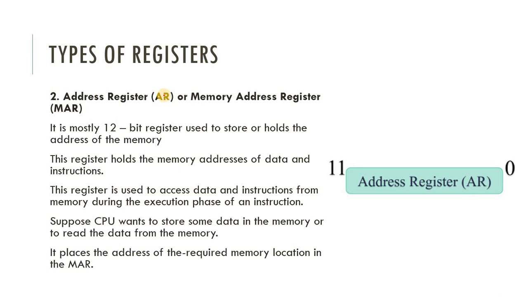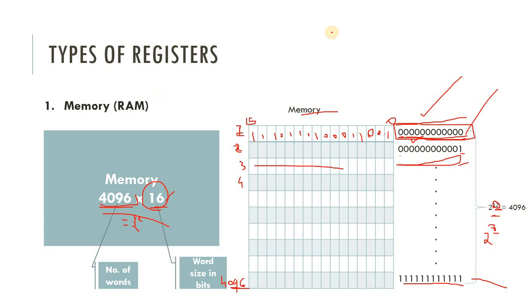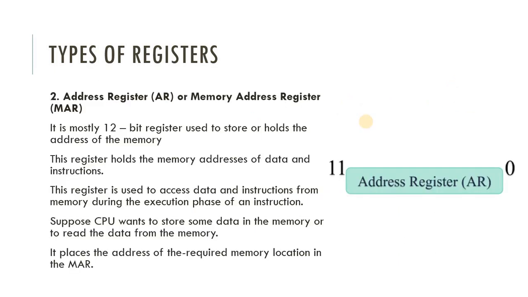Suppose an instruction is executed, so at that time we require data from the memory. So the processor finds the address from the address register and then fetches the data by using that address. So we need that data, so from the address register we'll fetch this address, and from this address we'll fetch this data. Suppose the CPU wants to store some data in the memory or to read the data from memory. So it places the address of the required memory location in the address register.